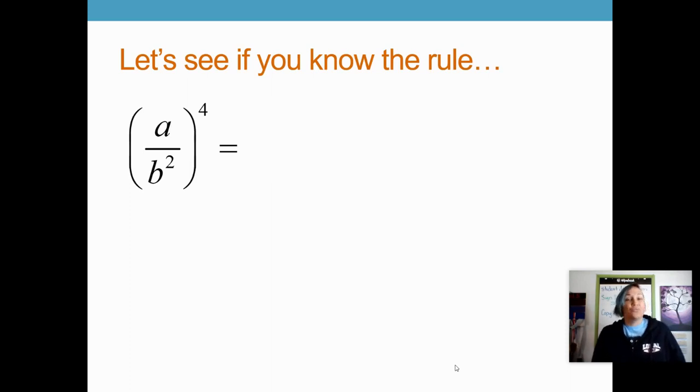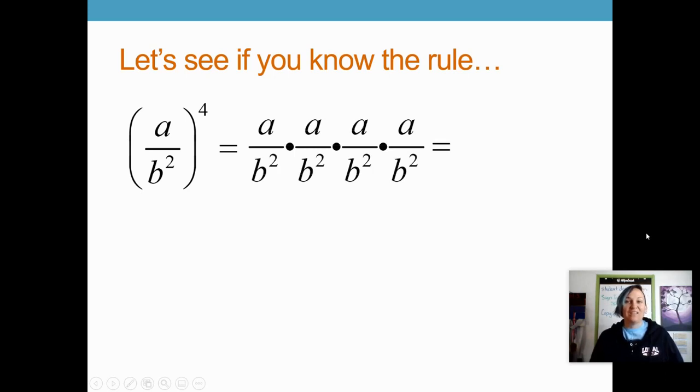For our last rule, we're looking at a fraction inside of a parentheses with an exponent on the outside. Remember that the exponent on the outside tells us how many times that the inside happens. So (a over b squared) to the 4th means that a over b squared gets written 4 times.